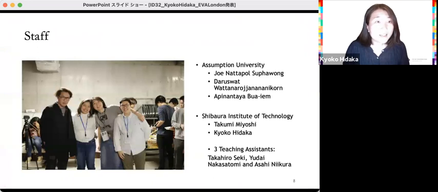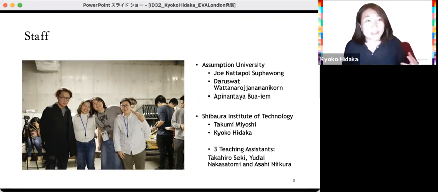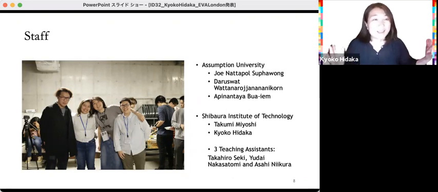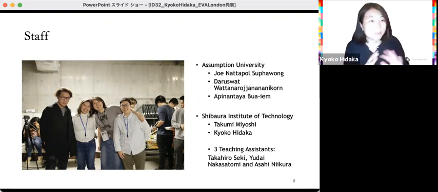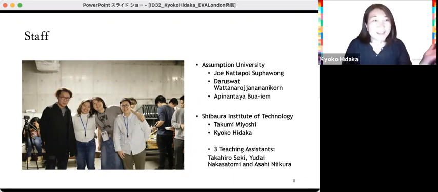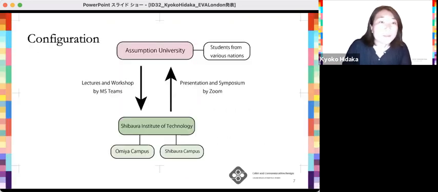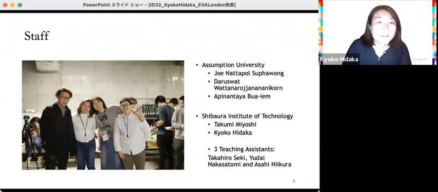And they are some of the staff members. This photo was taken in the first workshop on the symposium. It used to be that we had the symposium and also the workshop face-to-face locally, but now, under COVID-19, after the pandemic, we have to have everything remotely.